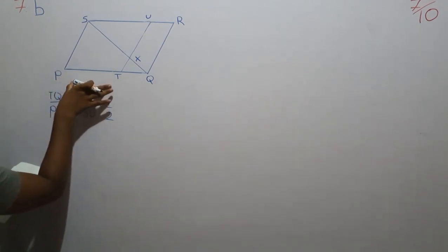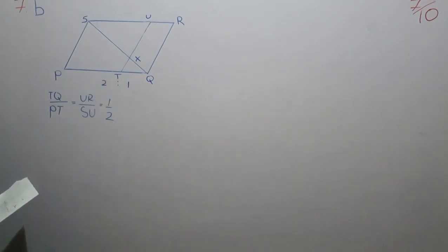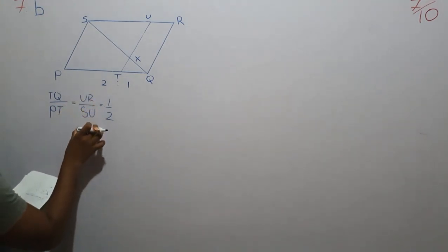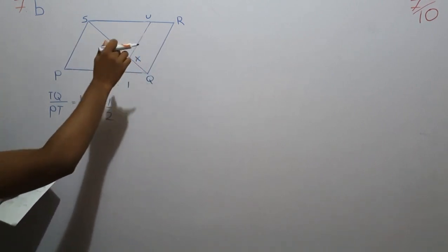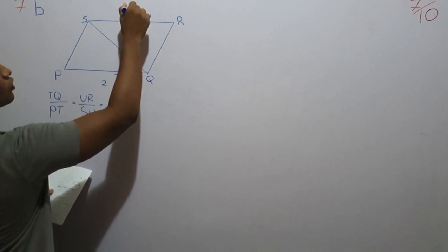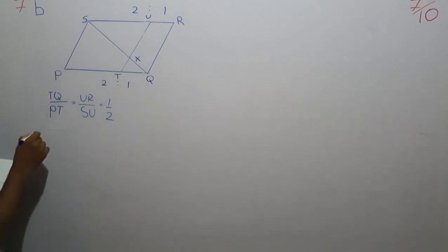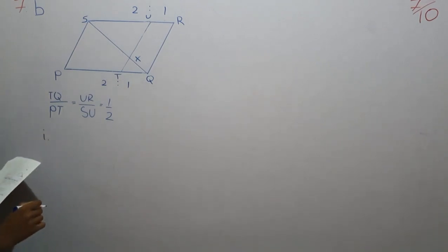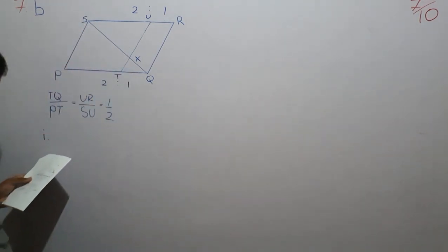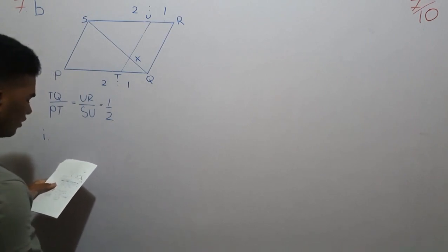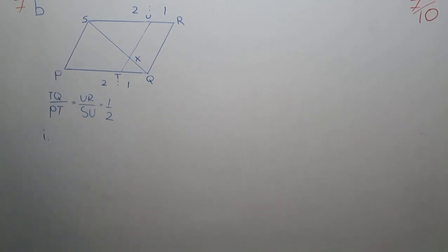So PT to TQ ratio is 2:1, and then UR to SU is also 2:1. Roman numeral 1. Show that the triangle PQS is similar to triangle TQX. Give a reason for each statement you make.